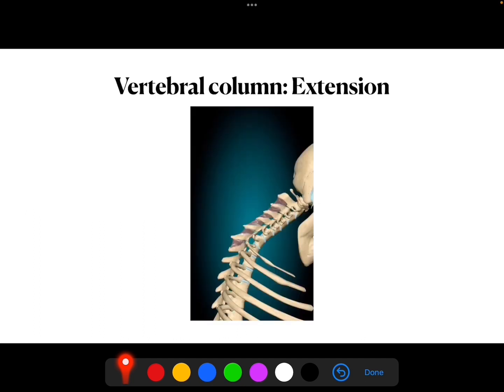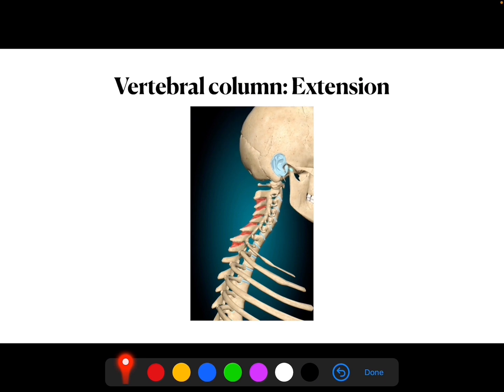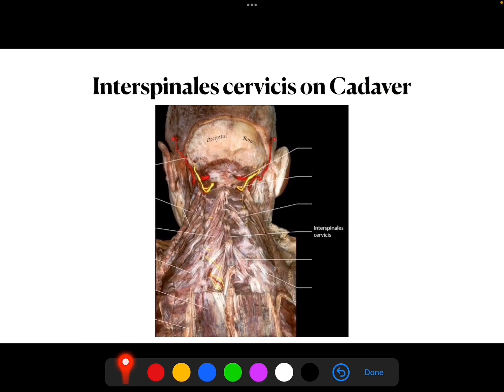Actions performed by this muscle: extension of the vertebral column. This is what it looks like on the cadaver.